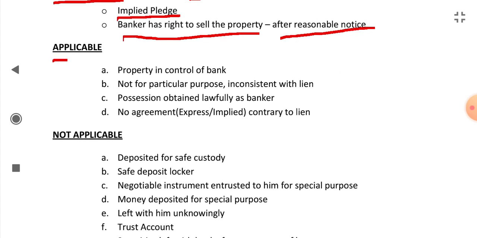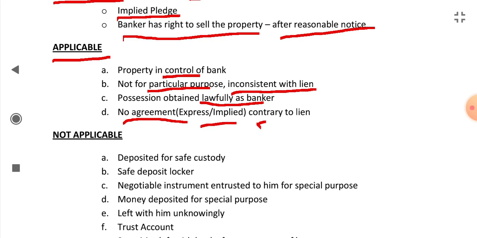Next, where is it applicable? The conditions are: the property should be in control of the bank. If the property is not in control of the bank, he cannot take the lien. The property should not be for a particular purpose inconsistent with lien. The property of which the bank is taking possession should not be given to the bank for a particular purpose which was inconsistent with the lien. The property should be taken possession lawfully. The banker should take the possession of the property legally, not by any illegal means. There should not be any agreement, express or implied, contrary to lien. There should not be any contract in which the property cannot be taken as a lien. These were the applicable conditions.